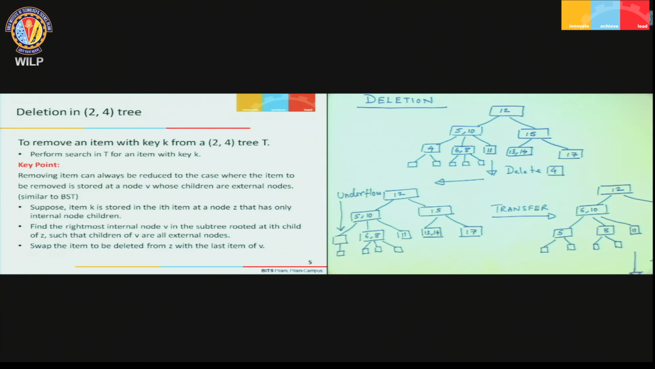So, suppose that the item that we want to delete is the ith item in a node Z that has only internal nodes as its children. We find the rightmost internal node in the subtree rooted at the ith child, so that the children of V are all external nodes. We swap the item to be deleted from Z with the last item of V and delete that item from the tree. Before illustrating this, let us try to understand how the deletion is going to be handled.